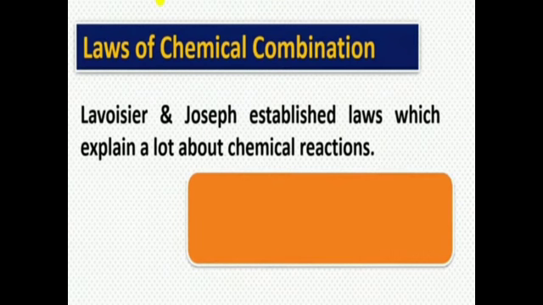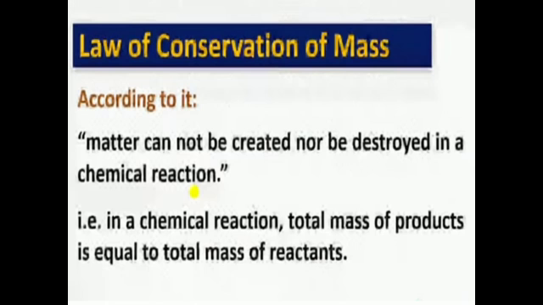Now, laws of chemical combination. As I told you, Lavoisier and Joseph are the two scientists who established two important laws of chemical combination. These two laws we will study further, and they explained a lot about chemical reactions. The first law is the law of conservation of mass. According to this law, matter can neither be created nor destroyed in a chemical reaction.